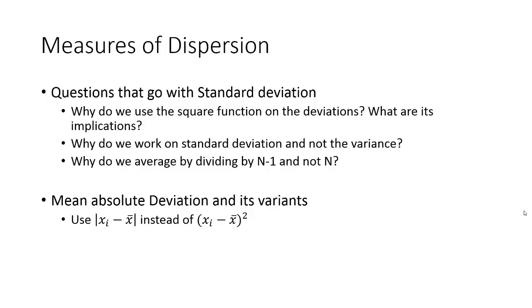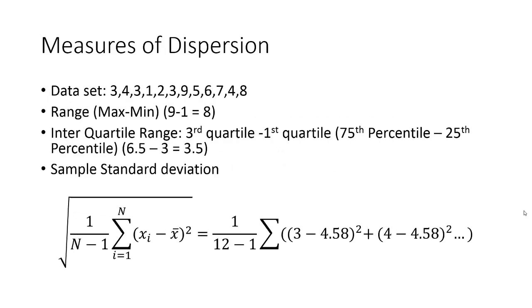Why do we use the square function on the deviations, and what are its implications? What we're referring to here is the fact that we actually take the square of the deviation. So what's the purpose? If you want to get some measure of average deviation, why not just take the deviation and take the average of it?